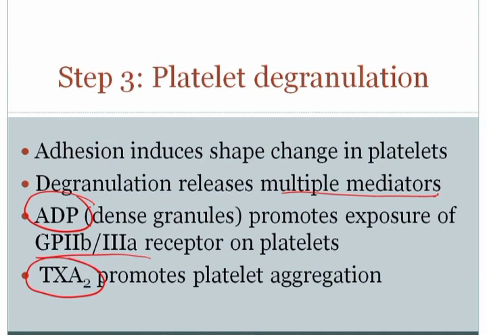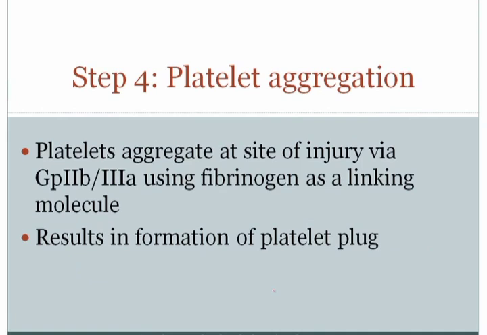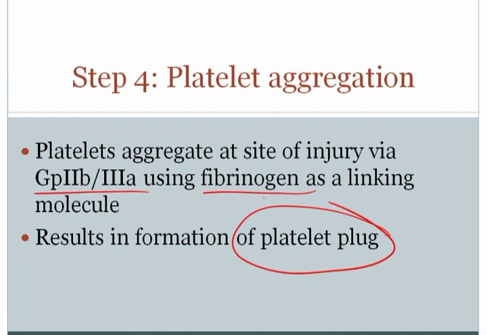Derivative of platelet cyclooxygenase further promotes platelet aggregation. And platelet aggregation is going to occur via GP2B3A using fibrinogen as a linker molecule. Now, important to note, and I've already stated, that this results in a formation of a platelet plug. That platelet plug is weak. It doesn't have the ability to withstand a tremendous amount of force.